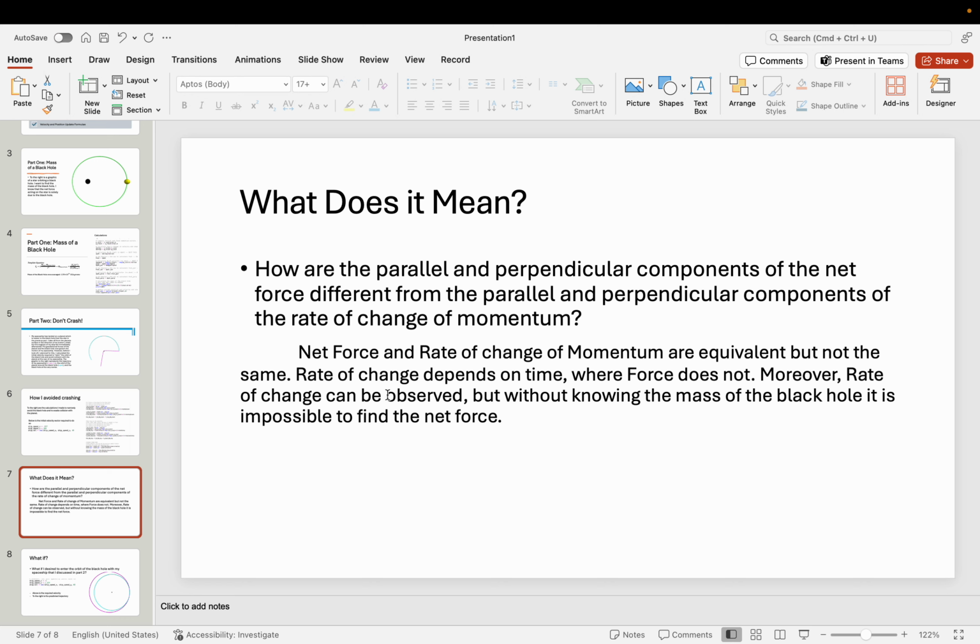Moreover, rate of change can be observed, but without knowing the mass of the black hole, it's impossible to find the net force. So let's say you're looking at the orbit of the planet or the orbit of the star, etc. You can take a stopwatch, whatever, and calculate how quickly it's moving with respect to time, or how much time it takes to move around the black hole, but you can't calculate force without knowing the mass of the objects.